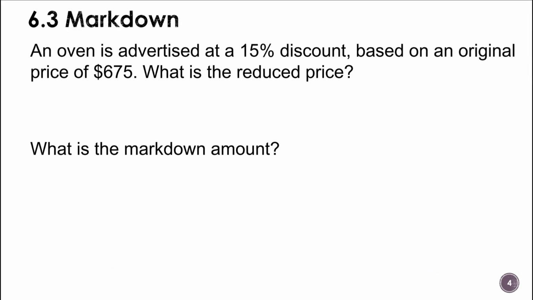An oven is advertised at a 15% discount based on an original price of $675. What is the reduced price? Well, we can go about this in the quick way, and that would be by using the complement of 15%, which is 85%. So we're going to multiply 675 by 0.85, and that will be a discounted price of $573.75. Whoops.